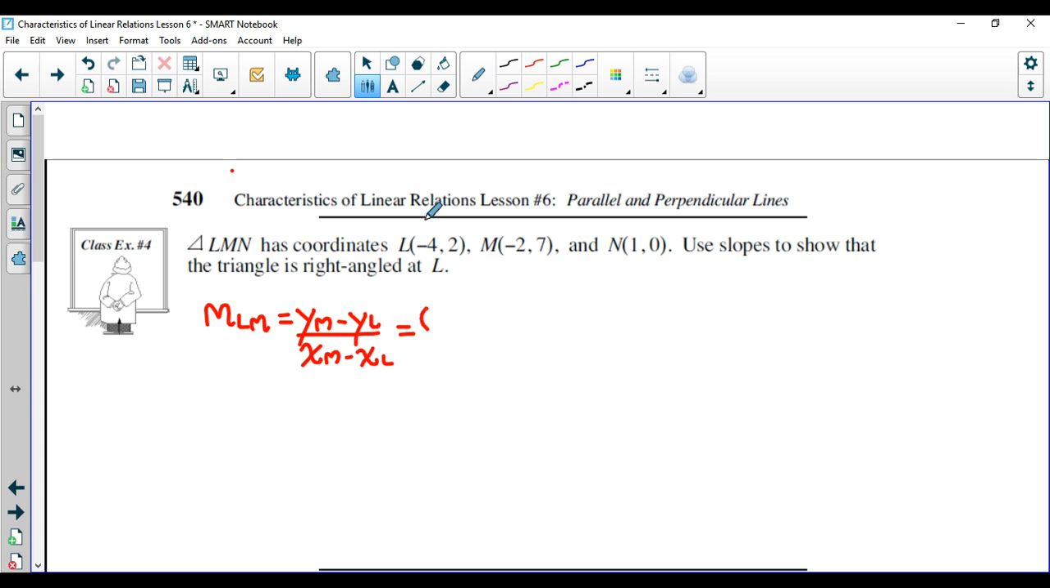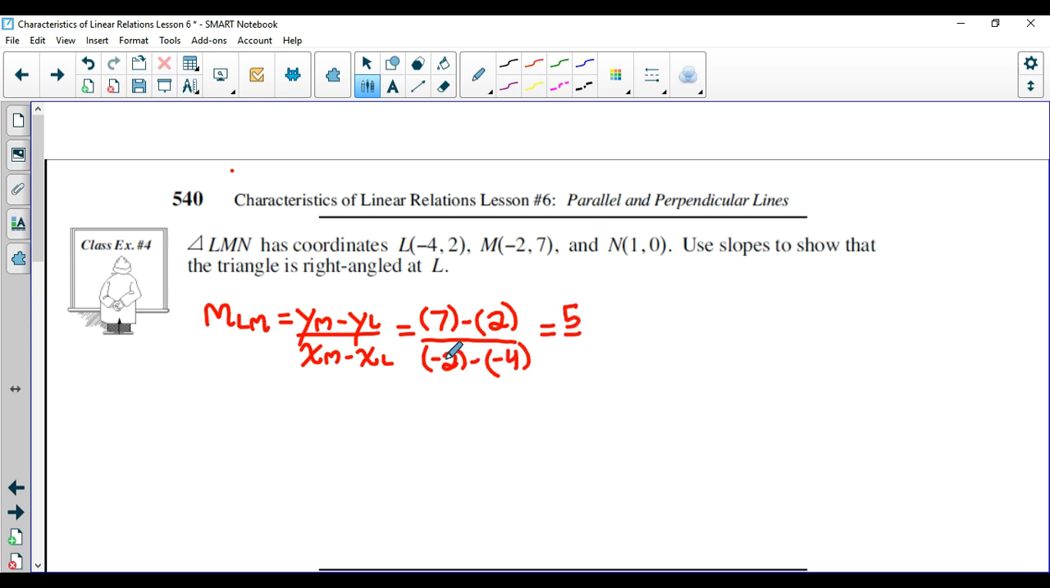So this would be equal to the Y coordinate of point M, which is 7, subtract the Y coordinate of point L, which is 2. So you have 7 minus 2. Divide by XM, which is -2, subtract the X coordinate of point L, which is -4. 7 minus 2 is 5.